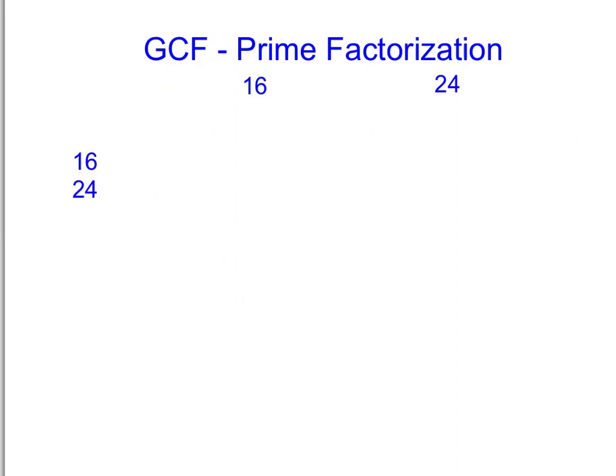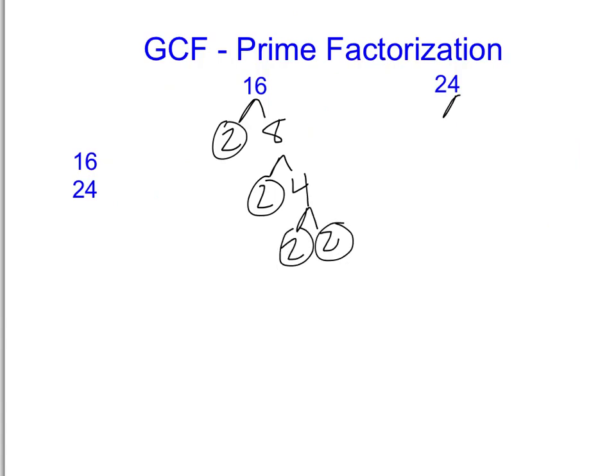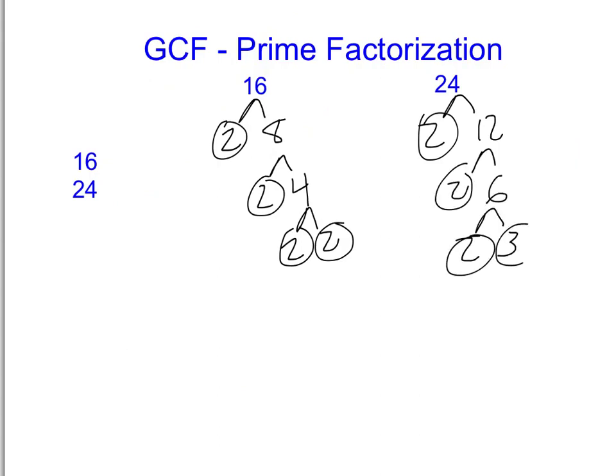There's another method you can use. It's called prime factorization, where you make a factor tree. So I'm going to make a factor tree for each one of these. 2 and 8. I like to circle my prime numbers so that they're obvious. 2 and 4, 2 and 2. This one's 2 and 12, 2 and 6, 2 and 3. It doesn't matter how you separate yours out, but you'll end up with the same prime numbers. So this one is 2 times 2 times 2 times 2, or 2 to the 4th power. This one's 2 times 2 times 2 times 3.